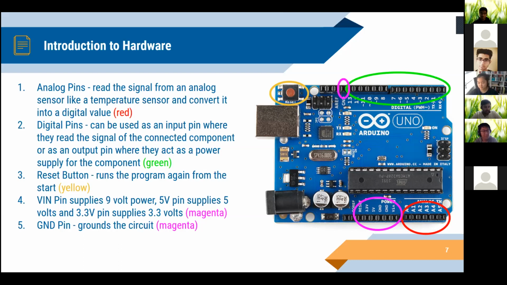The reset button in yellow allows you to start your Arduino program from the beginning. The VIN pin in the pink circle directly connects you to the Arduino's power source. This is a value between 6 to 20 volts. The 5-volt pin, also in the pink circle, provides regulated 5 volts DC, and the 3V3 pin provides regulated 3.3 volts DC. The GND or ground pin will act as the ground for all of the circuits we build on the Arduino, and we can use any ground pin that we have.